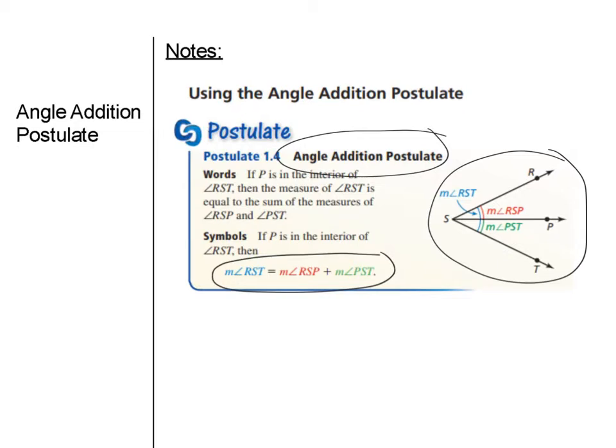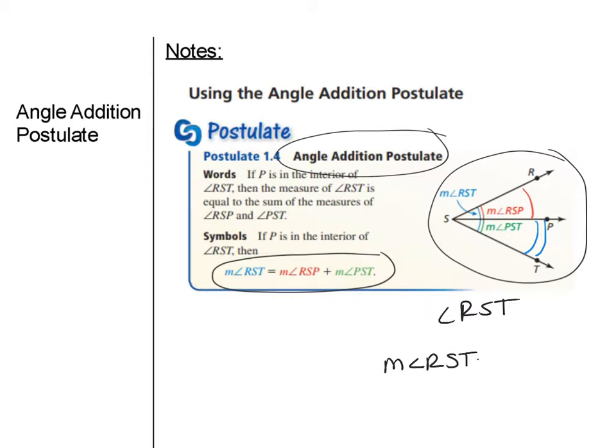So this is similar to the segment addition postulate, where if you add all the parts, you get the whole, right? So we worked with the segment addition postulate. The angle addition postulate is the same, but for angles. All this says is that the pieces of the angle form the whole angle. So if I take this angle here, and I add it to this angle here, then I get the big angle, angle RST. Does that make sense?